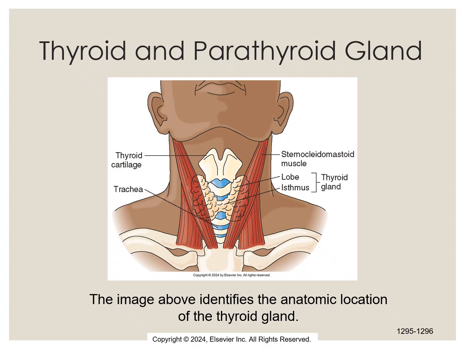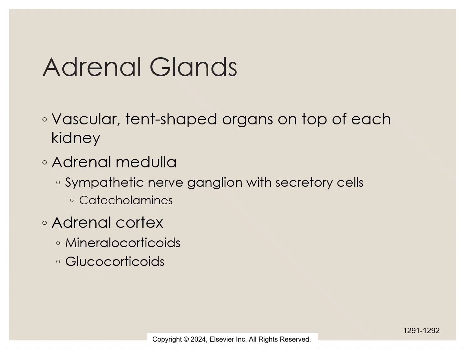Parathyroid hormones and calcitonin work together to maintain your overall serum calcium levels. Moving on to the adrenal glands. These are going to be the vascular tent-shaped organs on top of each kidney.